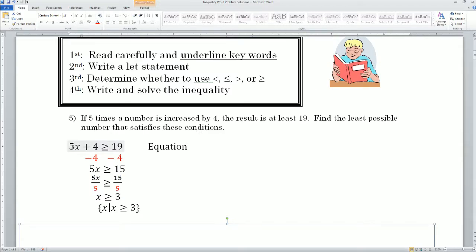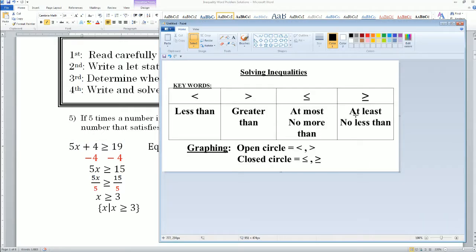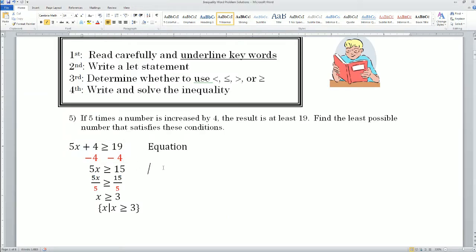5 times the number, 5x, increased by 4. That increase means addition, and that is greater than or equal to, at least, 19. Do you see at least? You're using that symbol. So subtract 4, then divide by 5. X is greater than or equal to 3. So values include 3 and it goes on forever: 3, 4, 5, 6, 7. The least number would be 3.